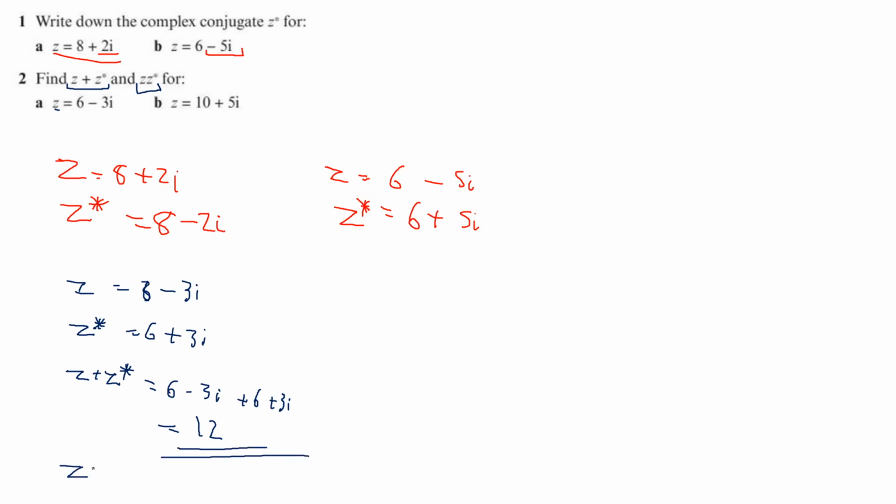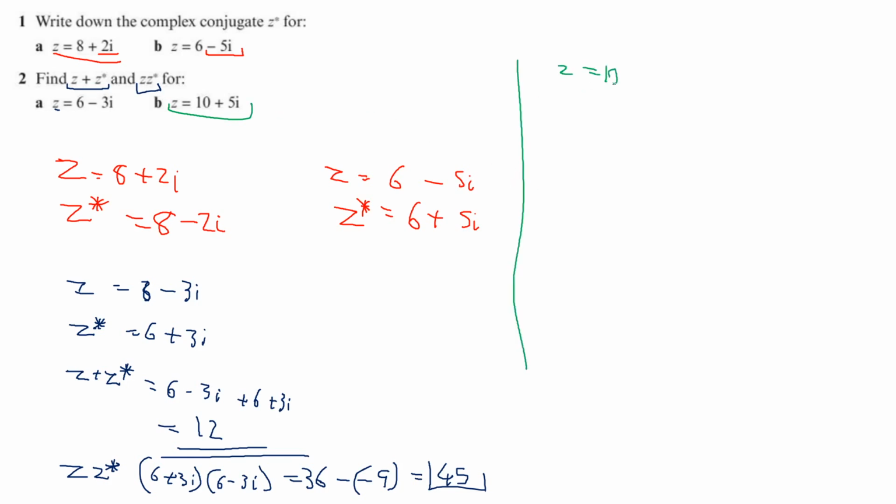z times z star, that's just going to be 6 plus 3i and 6 minus 3i. Oh look, that's a difference of 2 squares. So that's just going to be 36 minus 9. Okay? Which is the same as 45. So that's the main use of a complex conjugate. Let's take a look at this one though.